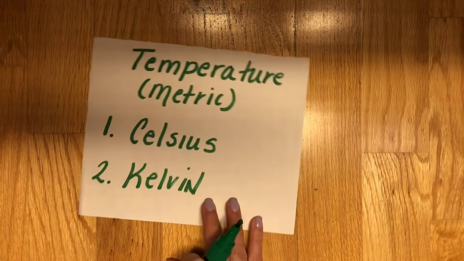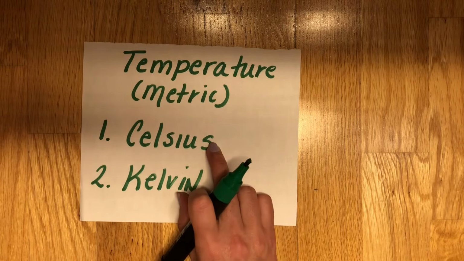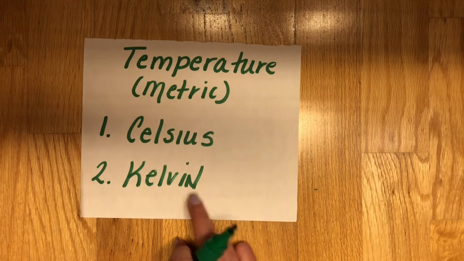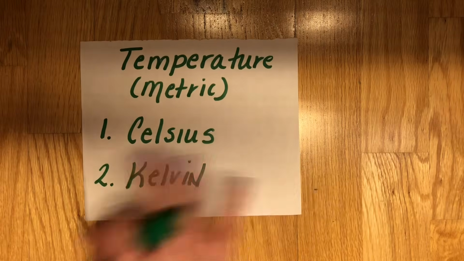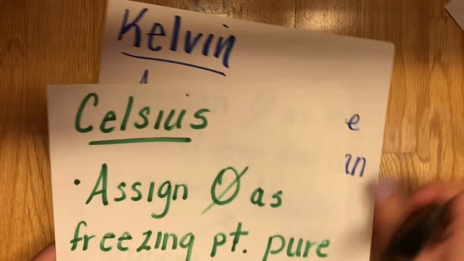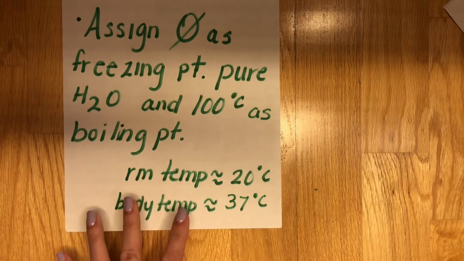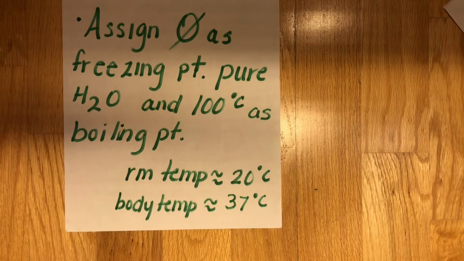Lastly, we're going to talk about temperature. In the metric system, we like to use 2 temperature systems, and that's Celsius and Kelvin. We're familiar with Celsius. Kelvin might be something a little new for us. We're not going to be using what we're familiar with in America, and that's Fahrenheit. So our Celsius assigns 0 as freezing point, and pure water boils at 100 degrees Celsius. And so room temperature in Celsius is about 20 degrees, and body temperature is about 37 degrees.